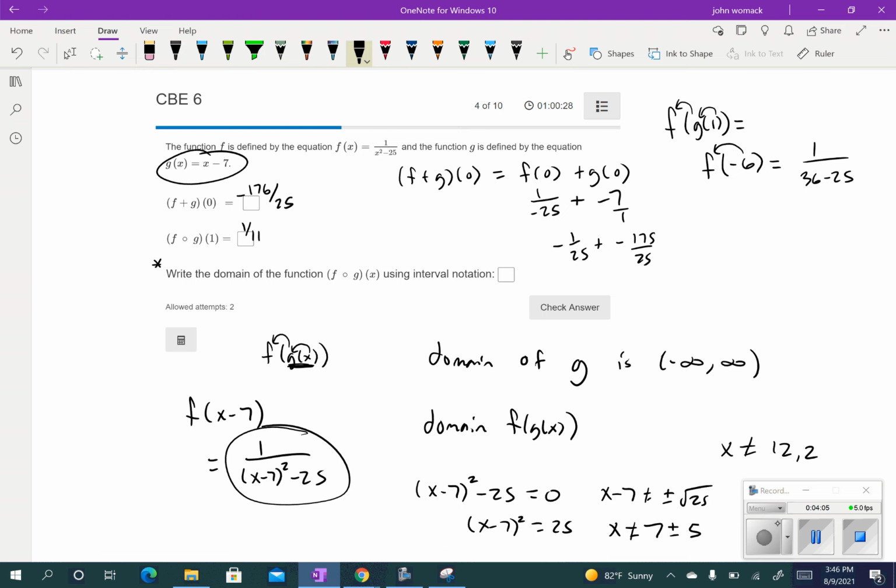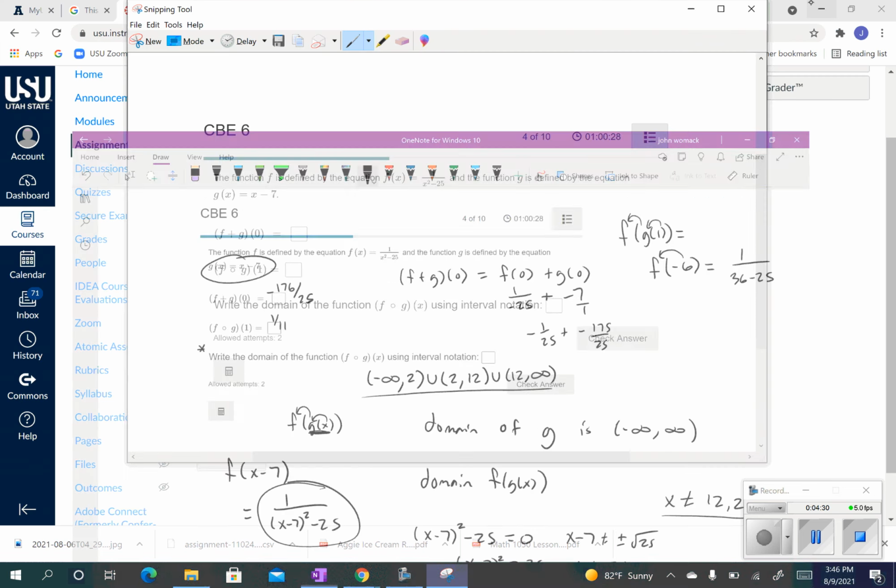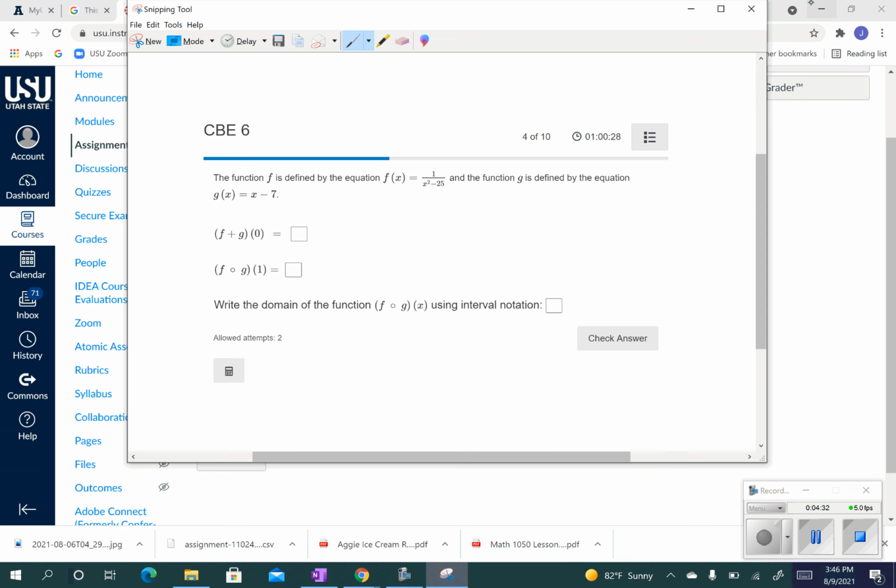Now we want to write that with the interval notation. So we're going to say goes from negative infinity until I get to 2. Does not include 2, so parentheses. Then goes from 2 to 12. Does not include 12. So this is a really long way of saying x cannot equal 2 or 12. Hey, let's put these answers in. Make sure we got the right thing, what we wanted there.